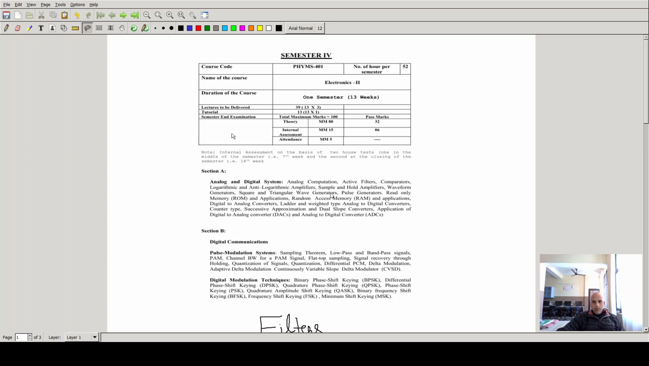In this unit, we will also do comparators, logarithmic and anti-logarithmic amplifier, sample and hold amplifier, waveform generators, A to D, D to A conversions and their applications. All these things are mentioned here. Today, right now, we are going to start from filters.